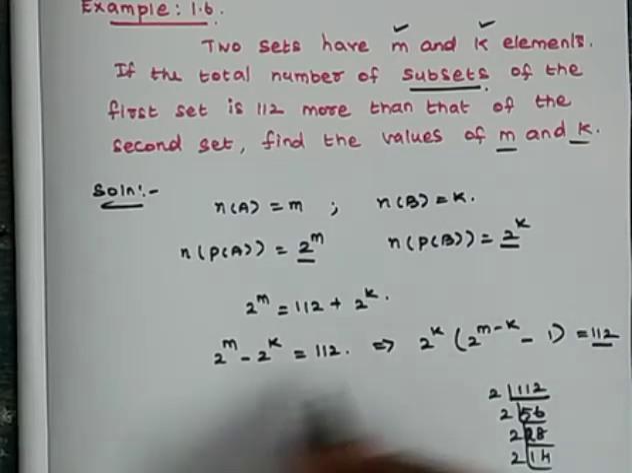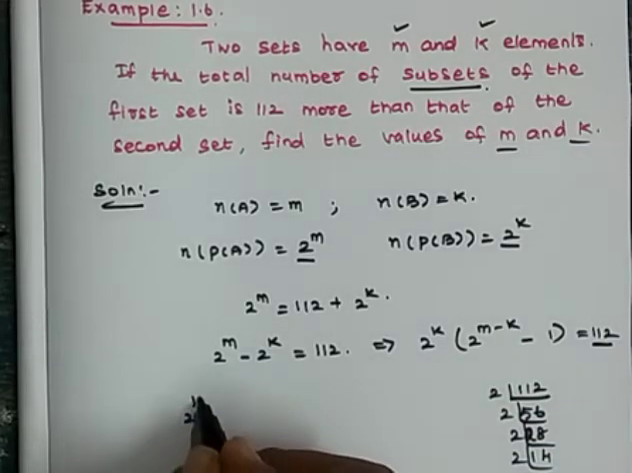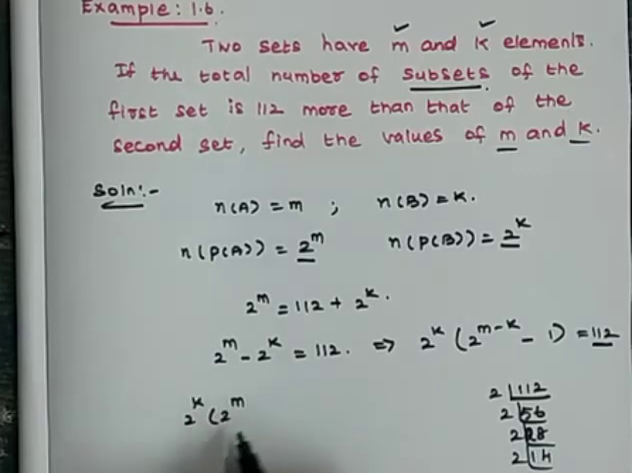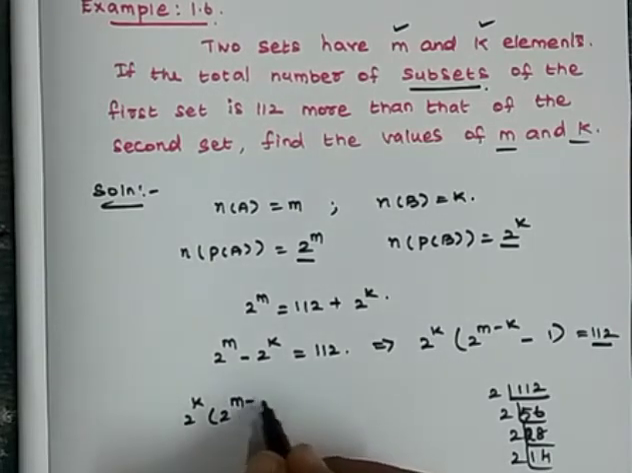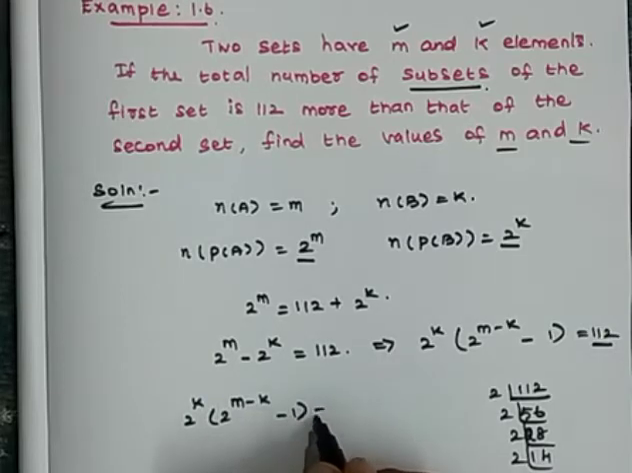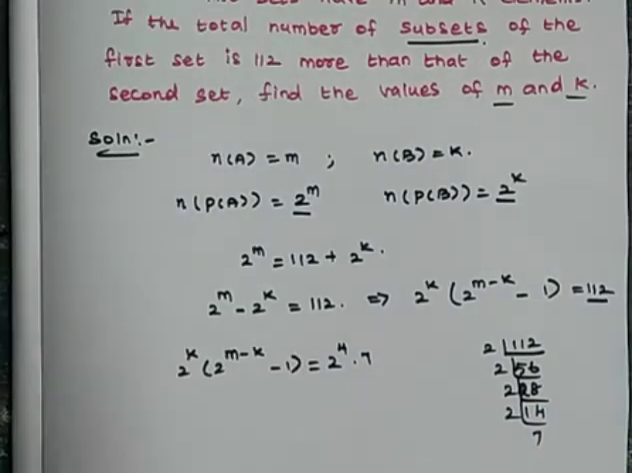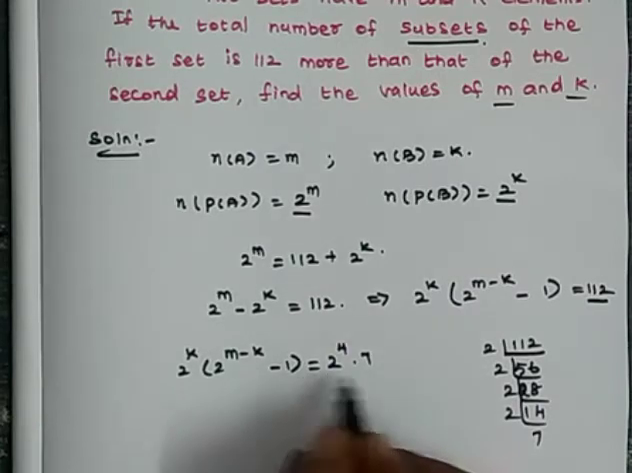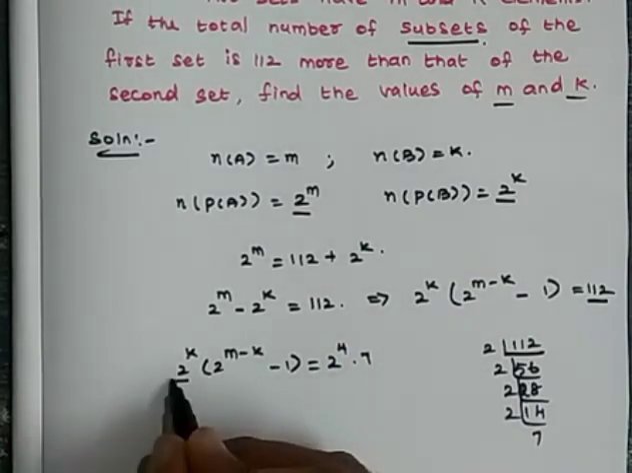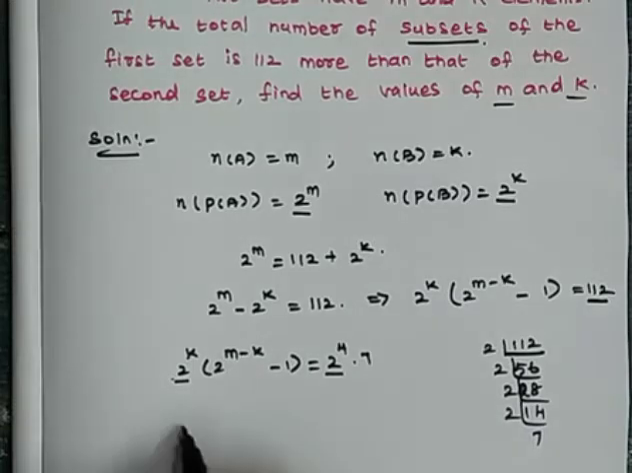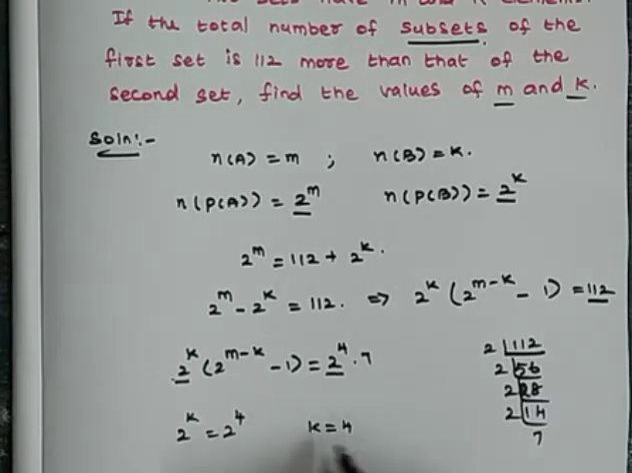So this statement I can write as it is: 2 power k into 2 power m minus k minus 1, which is equal to 112. I can write it as 2 power 4 into 7. Now I can compare these factors. This 2 power k I can compare with 2 power 4. So 2 power k is equal to 2 power 4. Therefore the value of k is 4.